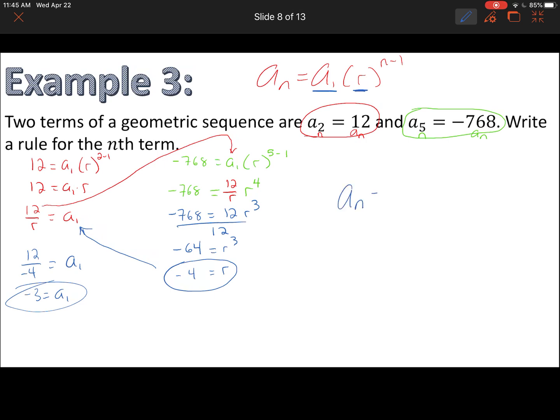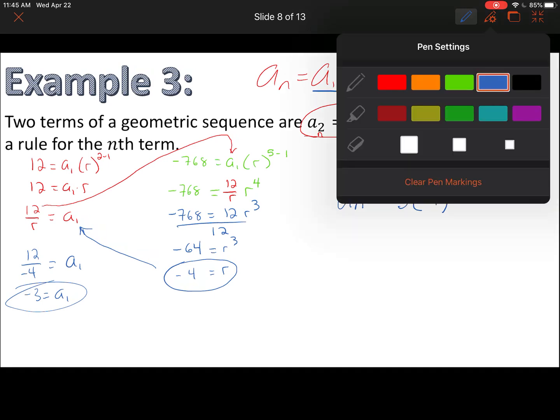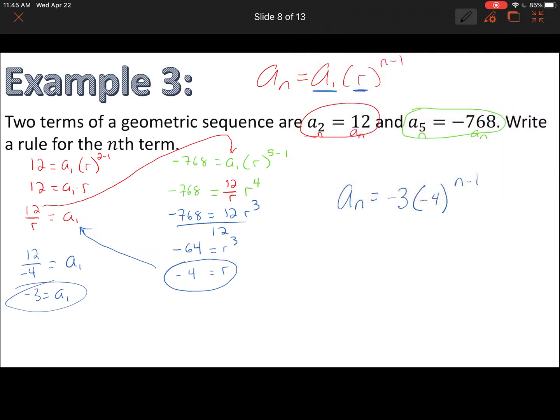So here's the rule. Negative 3, which is a sub 1, times our r value of negative 4 to the n minus 1. You could always check if your rule works. I'll check it with the first one here. If I were to take a 2 and plug it in for n, do I get a 12?